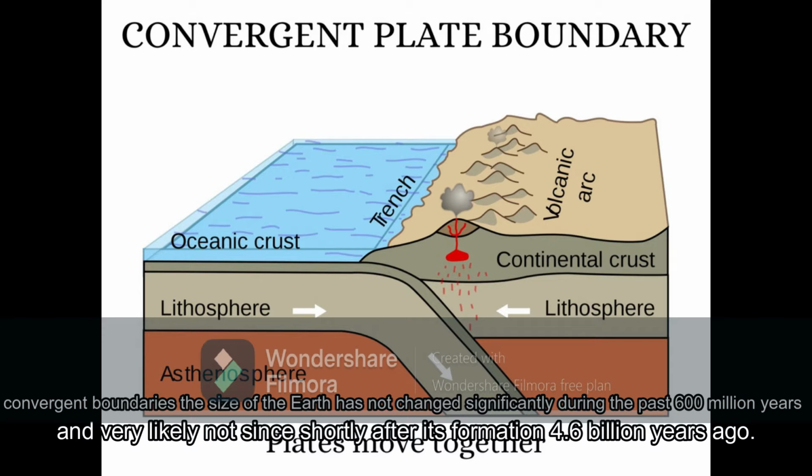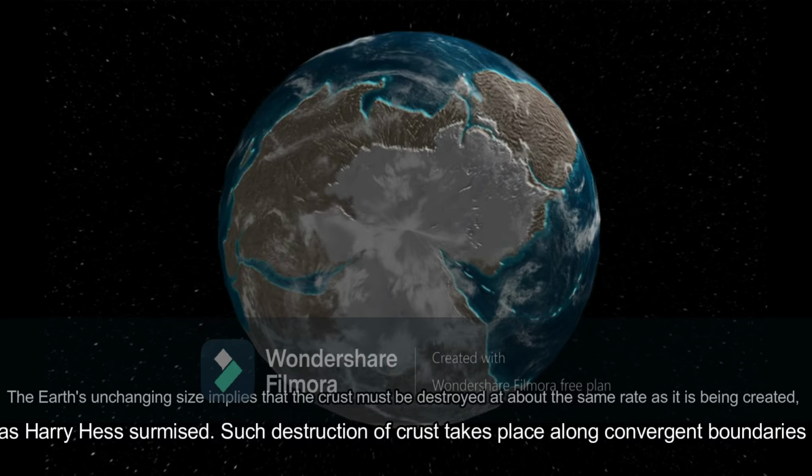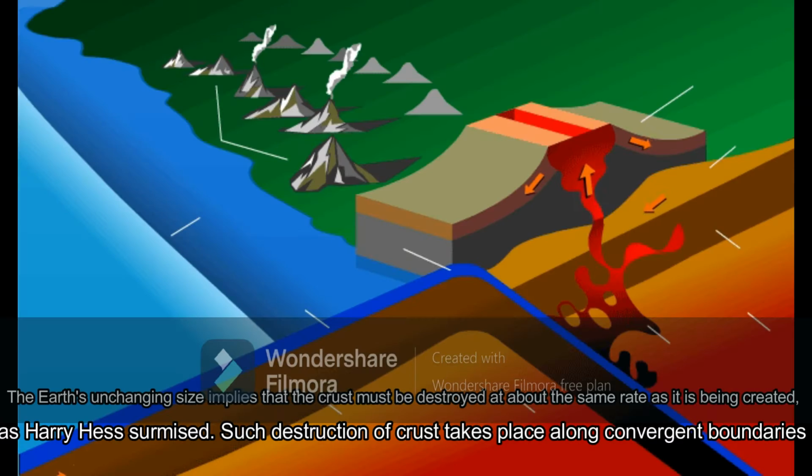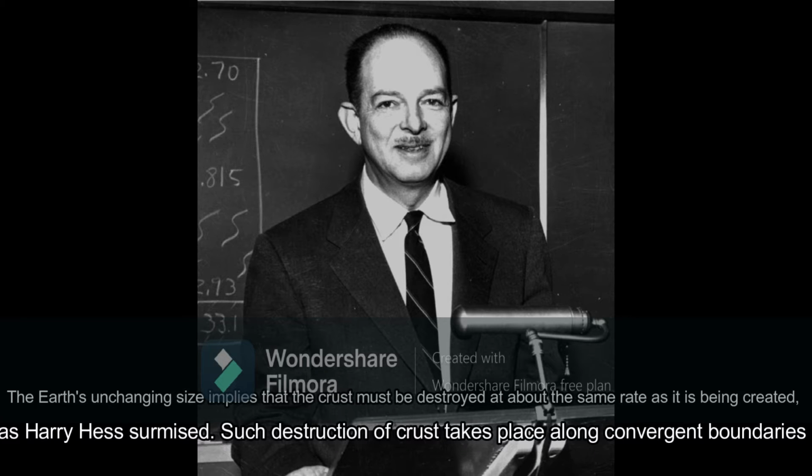Convergent boundaries. The size of the Earth has not changed significantly during the past 600 million years, and very likely not since shortly after its formation 4 billion years ago. The Earth's unchanging size implies that the crust must be destroyed at about the same rate as it is being created, as Harry Hess surmised.